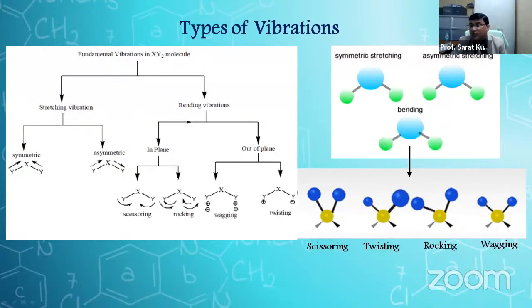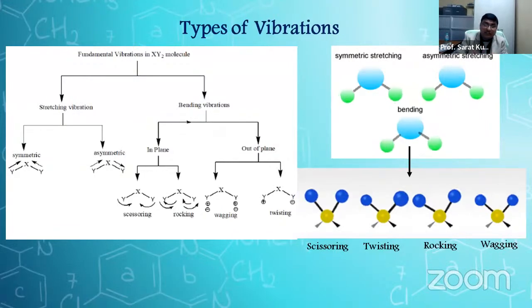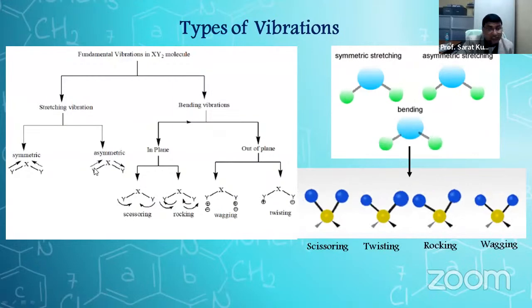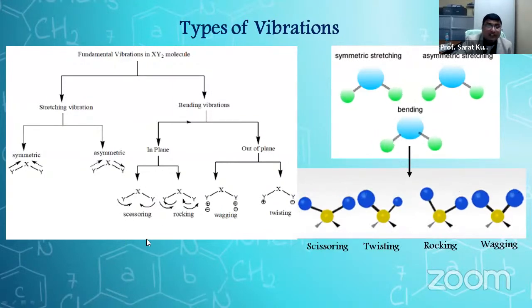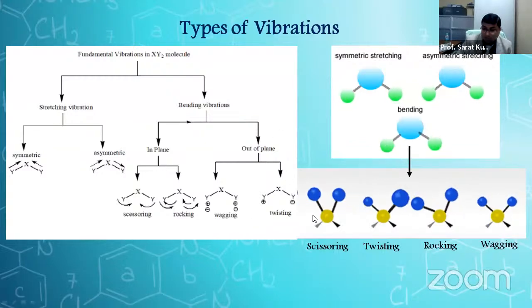Wagging is also the same way, where one bond is in the plane and another is out of the plane. In summary, stretching is either symmetric or asymmetric. If it is bending, then it is either in plane bending or out of plane bending. In plane bending is scissoring and rocking, and out of plane bending is wagging and twisting.